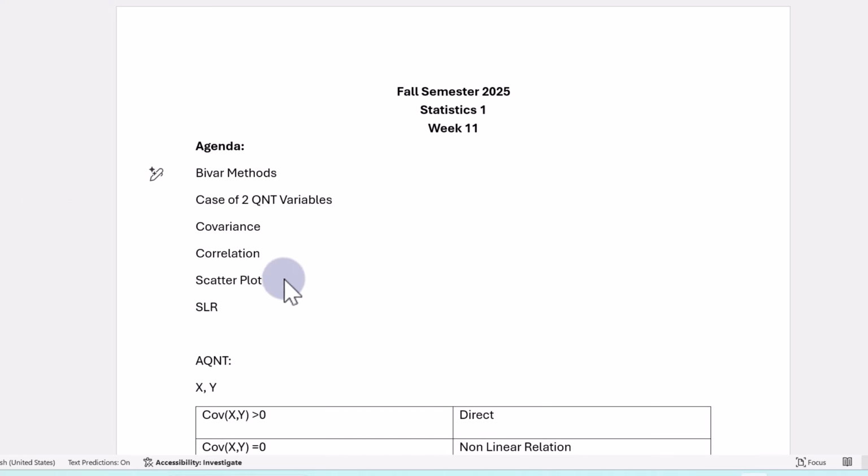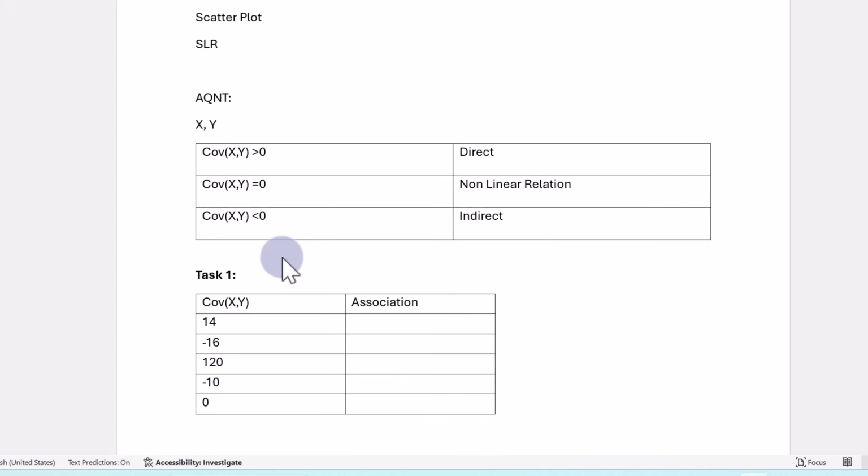Today we continue with our journey through bivariate methods, focusing on the case of two quantitative variables, for which we have a few methods. In other words, these methods are applied to data on two quantitative variables, namely covariance, correlation, scatter plot, and simple linear regression model. So recall that we have two quantitative variables, namely x and y. X is one quantitative variable, y is another quantitative variable.